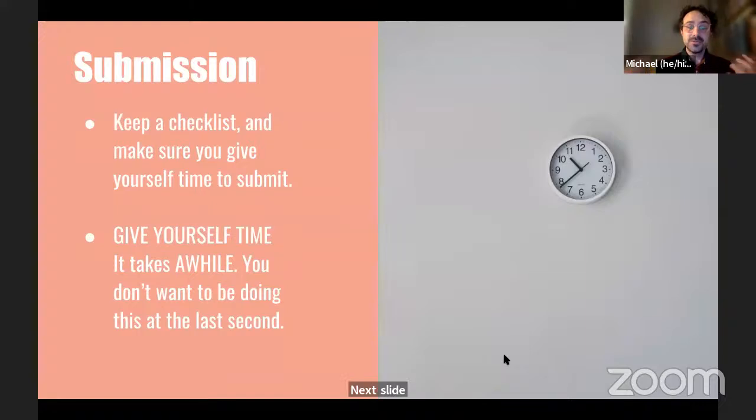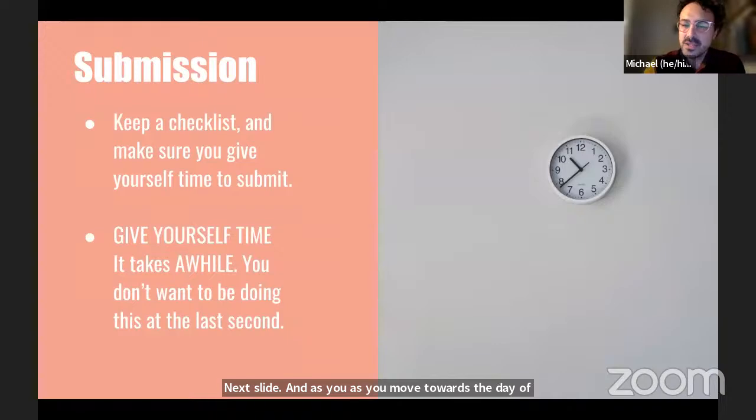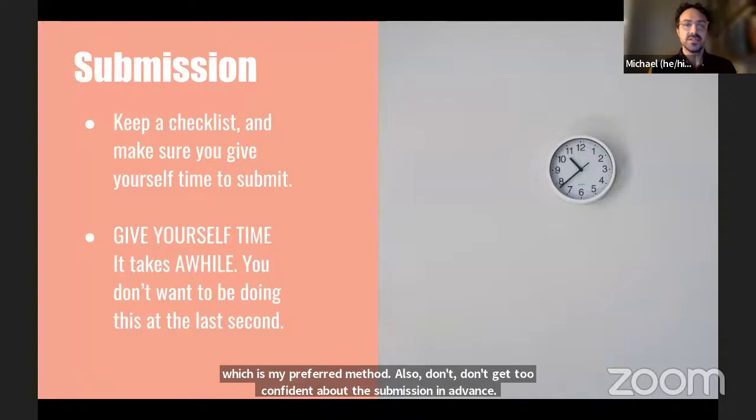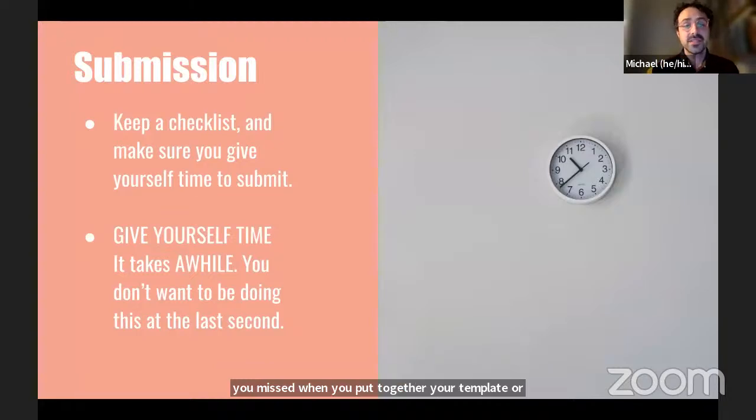And as you move towards the day of submission, keep a checklist. Make sure you know everything you need to submit and keep this checklist of what's still needed. You can use the top of your working document for this, which is my preferred method. Also, don't get too confident about the submission in advance. Even if you're pretty sure you've got everything covered, there are frequently little surprises or things you missed when you put together your template or in the portal. I can think of times when the portal actually changed since I originally pulled the template into a Google Doc, which meant doing a lot of little work before the deadline.